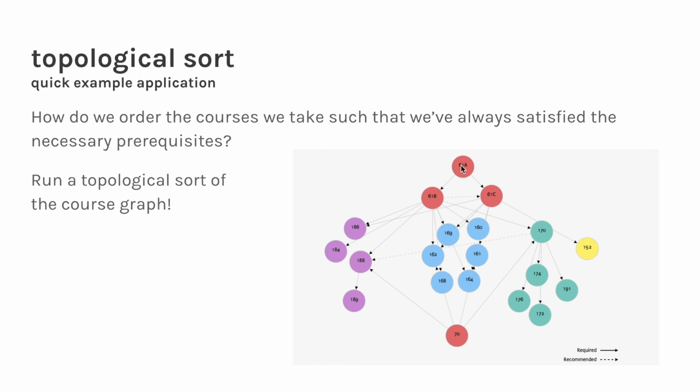So 61A would always come first because all these other courses at some point, or I guess you could take 70. So you could take 61A or 70 first, because they're sort of like the roots. All other courses are pointed to by either 61A or 70. So these would have to come first in a topological ordering, and then etc., etc. So you just basically run DFS on this graph and reverse the post order.